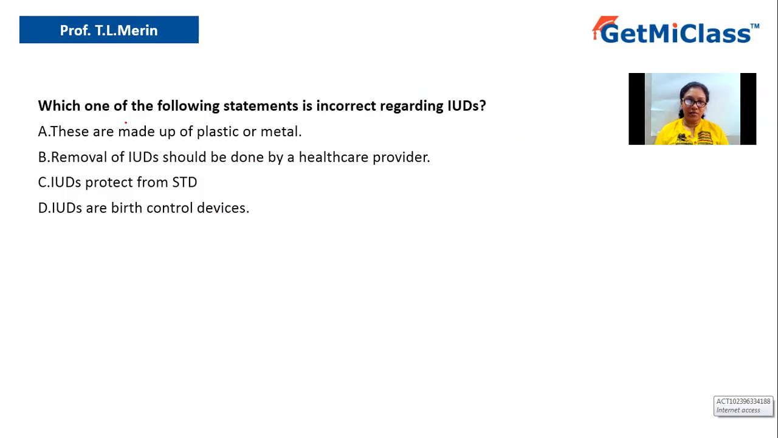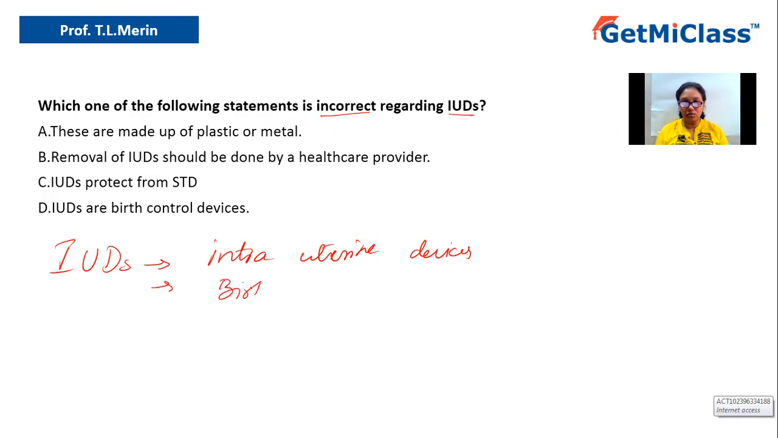Let us understand the question here. The question says, which one of the following statements is incorrect regarding IUDs? So we have to look for incorrect statements regarding IUDs. So what do you mean by IUD? These are nothing but intrauterine devices. Used for what? Used as birth control measures, or you can say to avoid pregnancy.